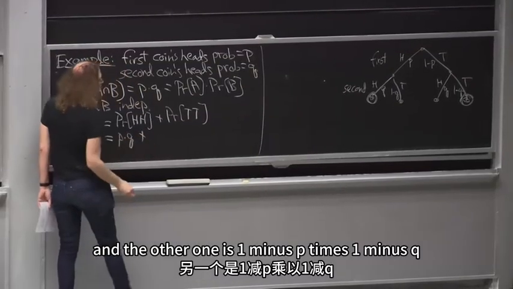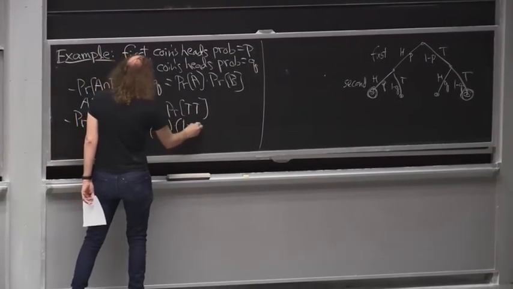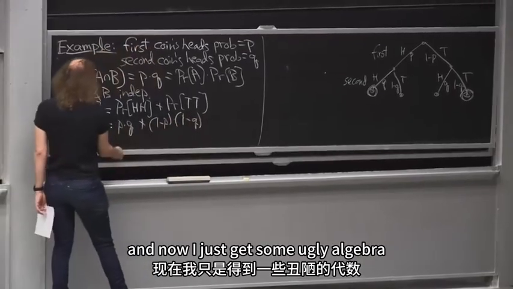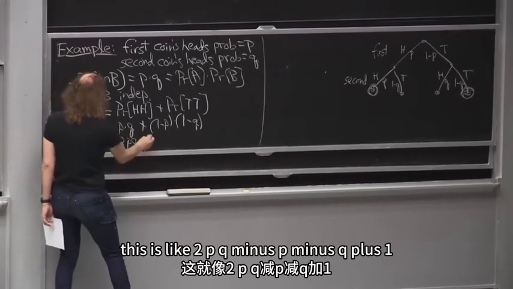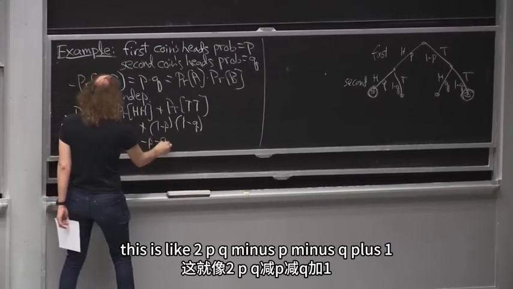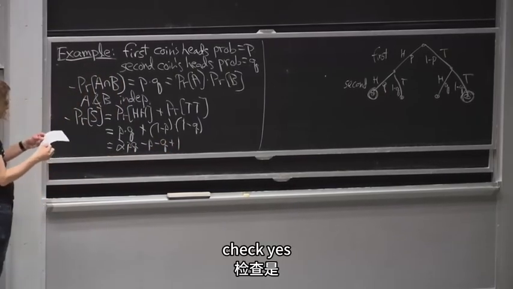And the other one is 1 minus P times 1 minus Q. And now I just get some ugly algebra. This is like 2PQ minus P minus Q plus 1, I think. Check. Yes.